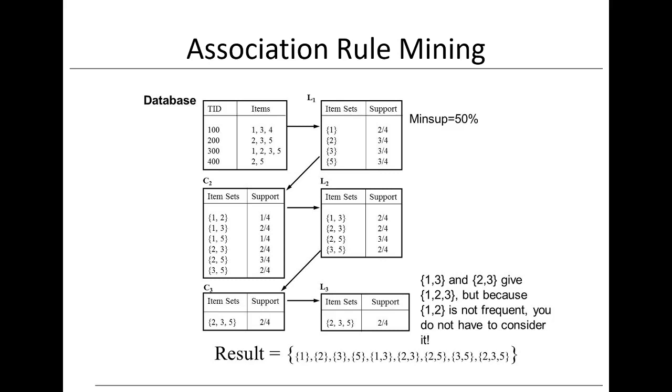By applying the a priori property, there's only one candidate item set of size 3 that remains to be considered, and that is the one with the items 2, 3, and 5. We can then count its support and indeed find that it is a frequent item set. The resulting frequent item sets are listed at the bottom of my slide.